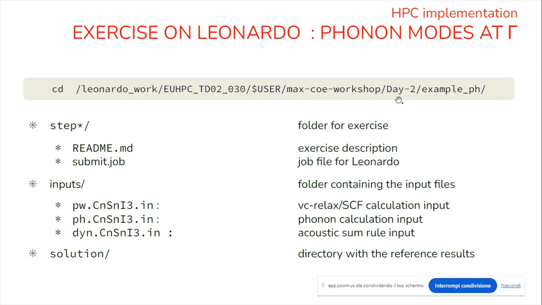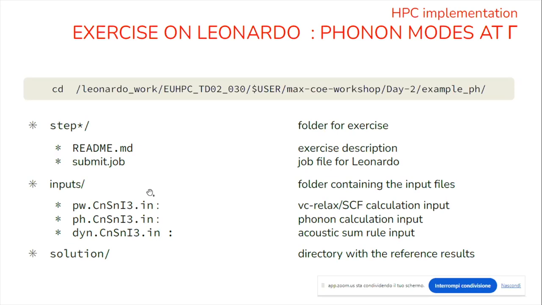So inside the example PH, you can find five folders named step, which contain a README where you can find a recap of the steps that you need to follow in order to do the exercise, a submit file, which is the job script that you need to modify and submit in order to do the calculation on the compute node. You can find an inputs folder with the different inputs of the exercise for phonon that we will see today. And finally, a solution folder where the solution of the exercise is stored.